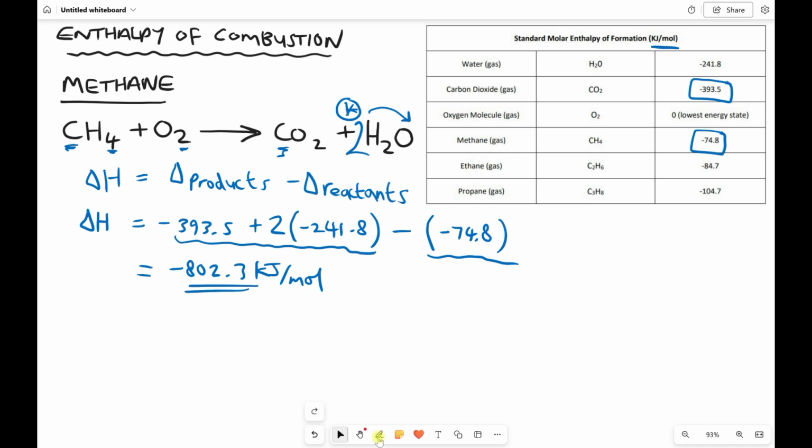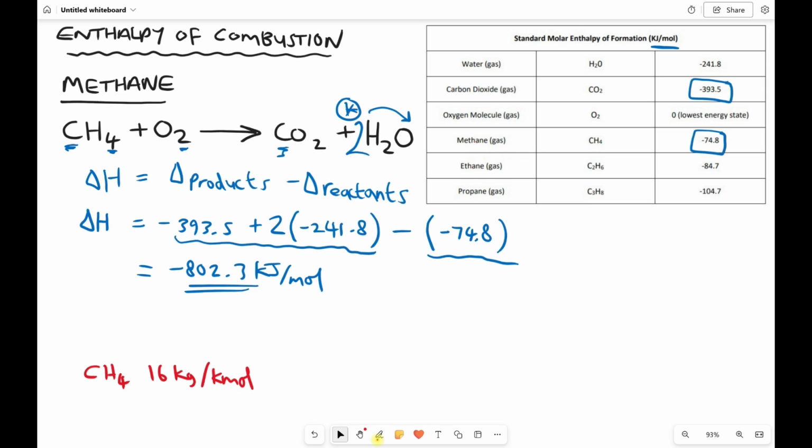Note that the units there are consistent with our units for the standard molar enthalpy of formation. So effectively, that's the amount of energy that's contained in 1 mole of methane. Now, practically, that's not particularly useful. Instead, we would prefer to have the amount of energy contained in 1 kilogram. So we can use something called the molar mass. Now, the molar mass of methane is 16 kilograms per kilomole.